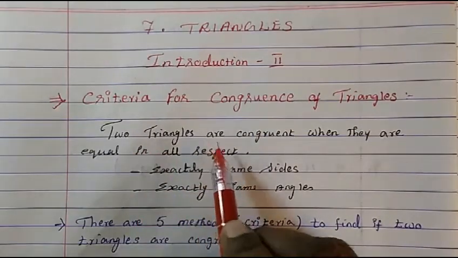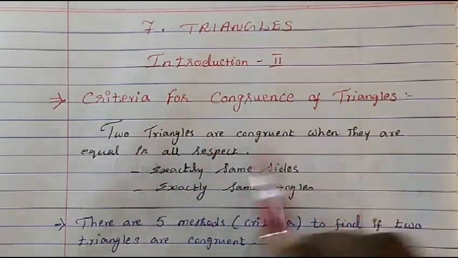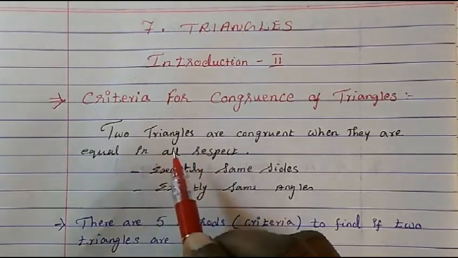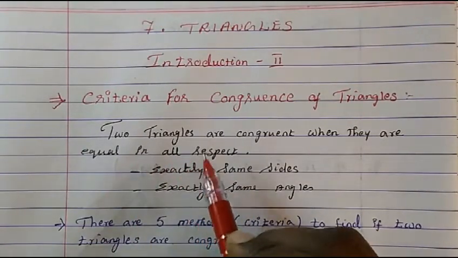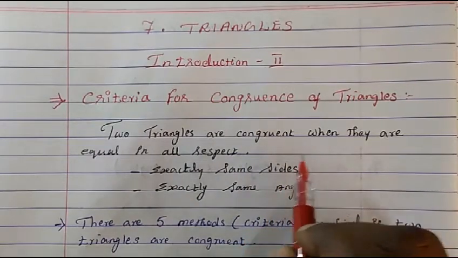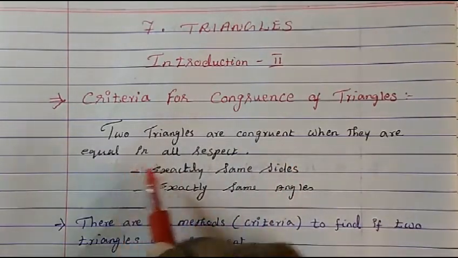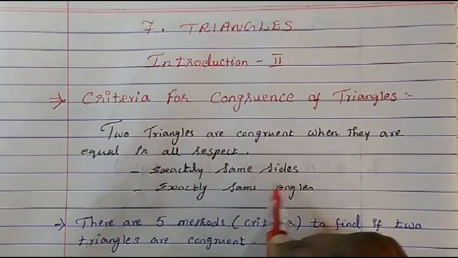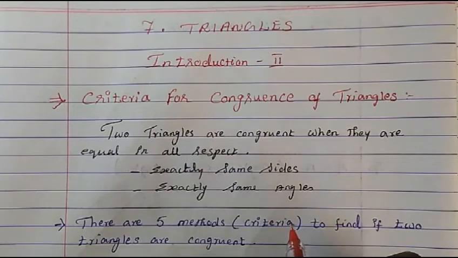Two triangles are congruent when they are equal in all respects. So when do we say two triangles, or more than two triangles, are congruent? When you find them equal in all respects. Exactly the same sides, exactly the same angles. Means same to same. We call it congruent.